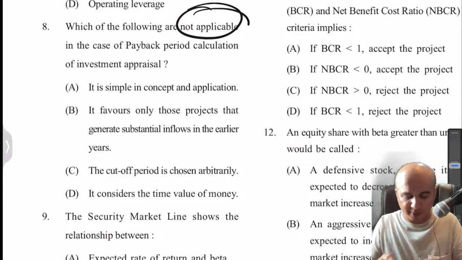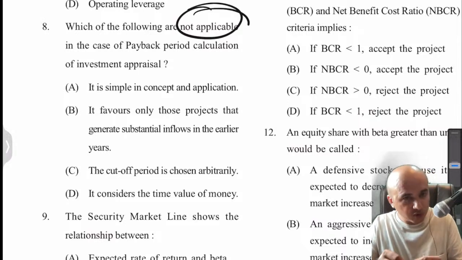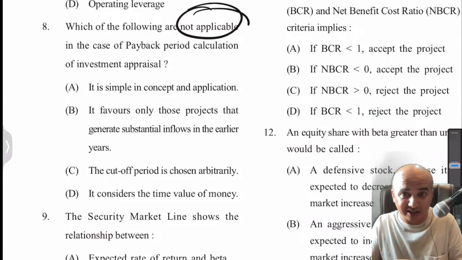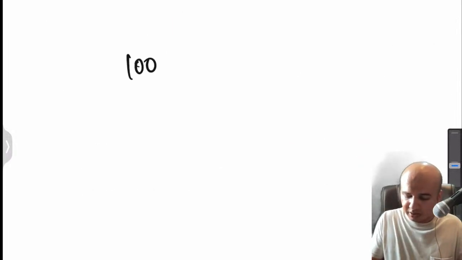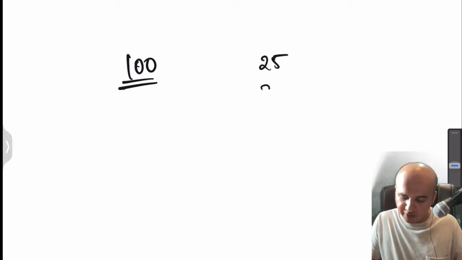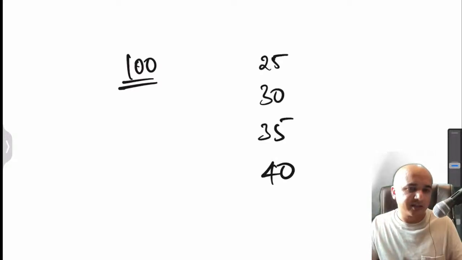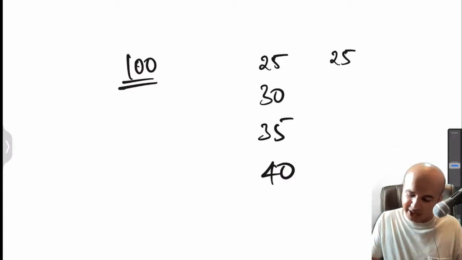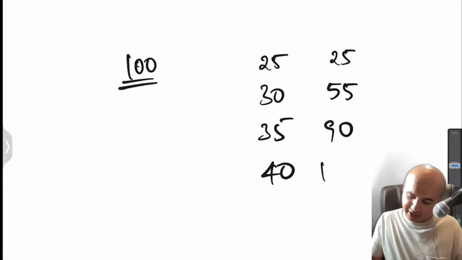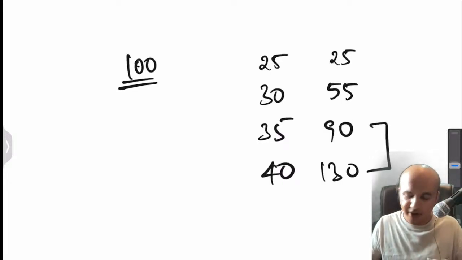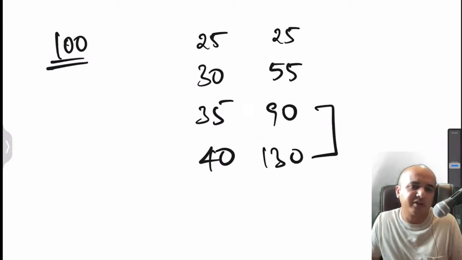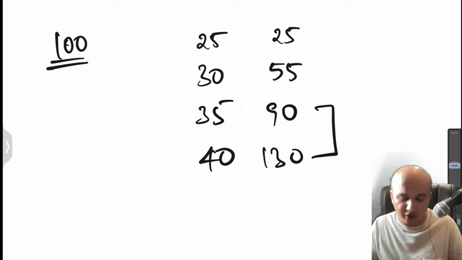For example, I'll give you an example. Let's say you invest rupees 100. You will be worried about when you will get back this 100. Let's say this 100 is the initial investment, year 0. First year you're getting returns of 25, second year 30, then next year 35, then next year 40. So now 25, 55, this will be 90, then 130. So we are only worried about the payback period. In this case, it will be between years 3 and 4. Done. That's all. We are not worried about anything else.